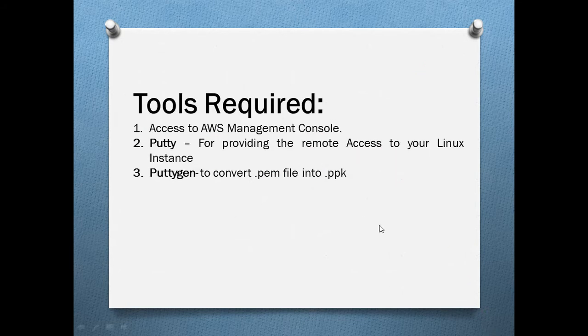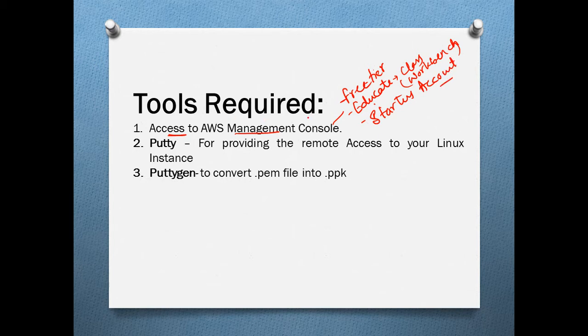Lastly, the important aspect here is what are the basic tools required in order to learn today's session. The first thing, you must have access to your management console. You can use your free tier account, or if you are in an Educate account and your instructor has created a class for you, then you can log in through your workbench account, or the Vocareum account, you could say. Otherwise, you can also enable your Starter account in AWS. These are the basic things through which you can access the AWS Management Console.